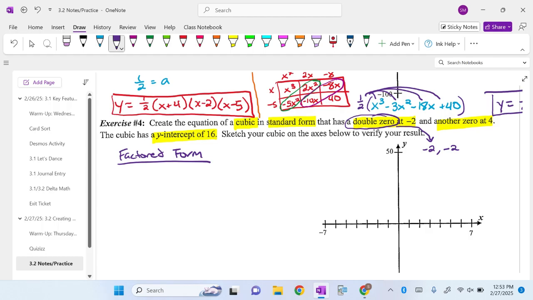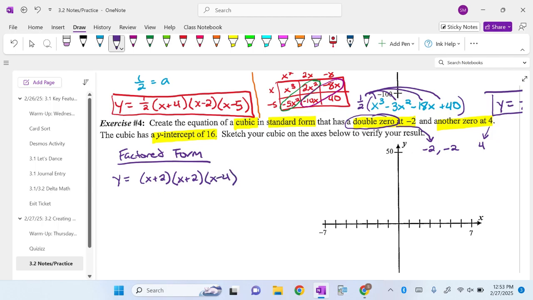So when we convert it to factors, what would I write? So what's -2 as a factor? X plus 2. And since we're counting it twice because it's a double zero, I'm going to put another x plus 2 because we're counting it twice. And then we have another root at 4, and it's only counted once. So what's 4 as a factor? X minus 4.